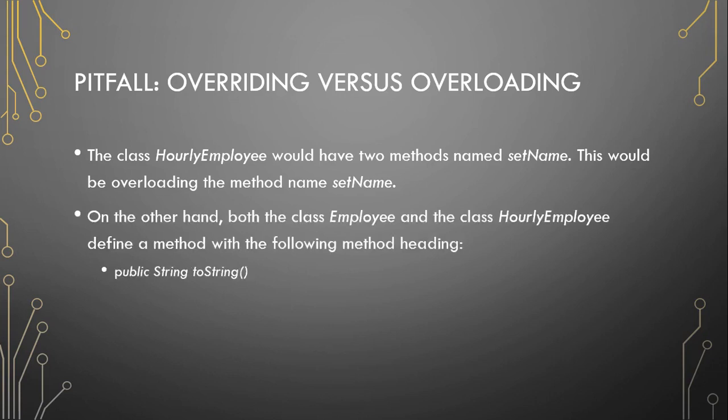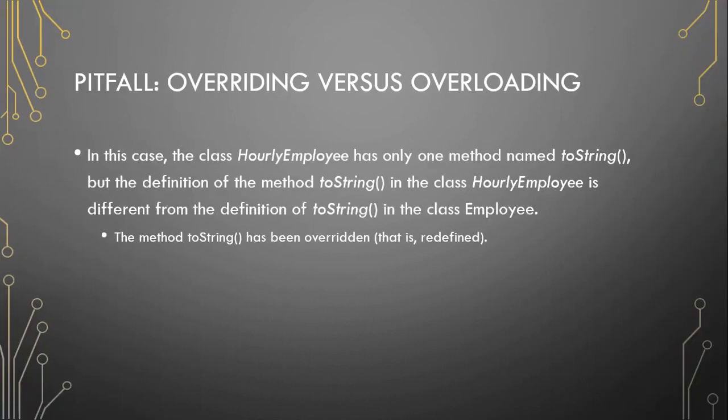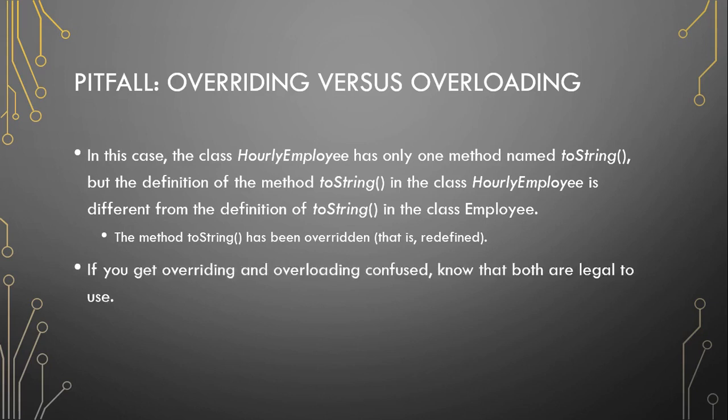On the other hand, both the class Employee and the class HourlyEmployee define a method with the following method heading: String toString(). In this case, the class HourlyEmployee has only one method named toString, but the definition of the method toString in the class HourlyEmployee is different from the definition of the Employee toString. Right? In fact, the method toString has been overridden, that is, redefined. If you are getting overriding and overloading confused, just know that both are legal to use.